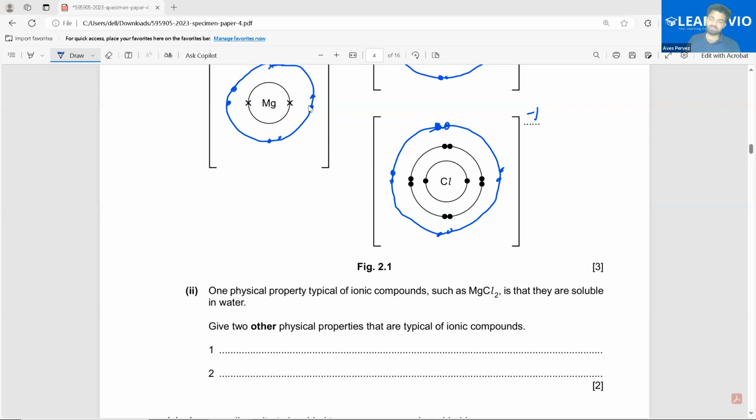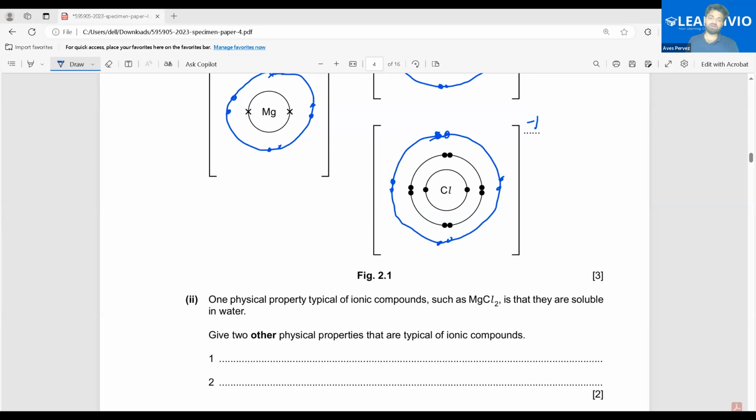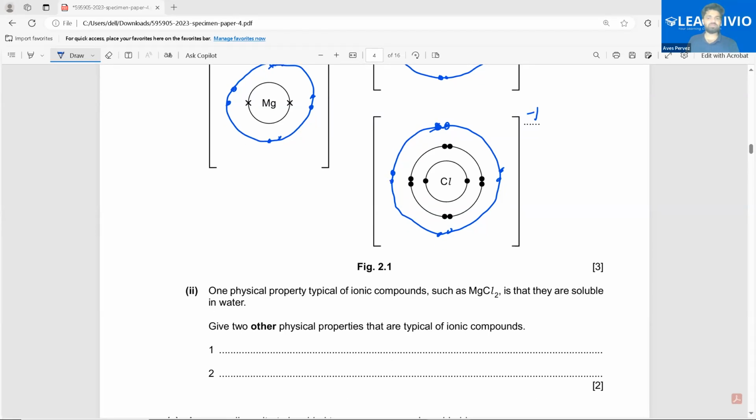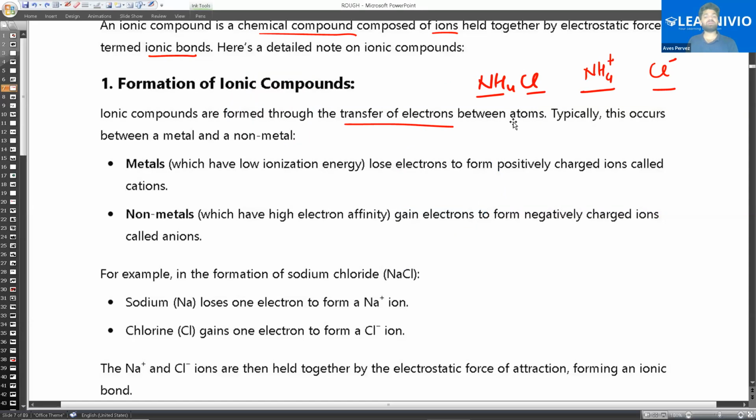Ionic compounds are compounds formed by gaining or losing of electrons. They are formed by transfer of electrons, and typically occur between metals and non-metals. Metals have low ionization energy so they can easily lose electrons, and non-metals have high electron gain enthalpy so they can easily gain electrons.